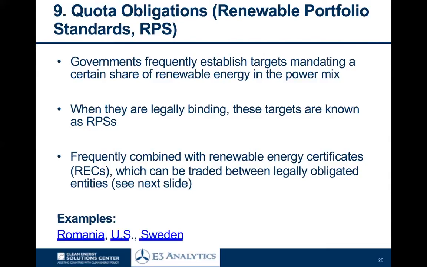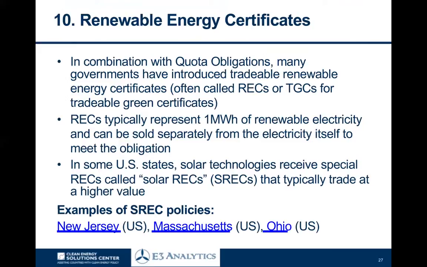Where the subsidy piece comes in is with the reliance upon renewable energy certificates, which can typically be traded between different legally obligated entities. So renewable energy certificates, as we see here in the next slide, are number 10 on the list of solar subsidies. They are often used in combination with quota obligations, and they represent 1 megawatt hour of renewable electricity that can be sold separately from the electricity itself in order to meet a given obligation.